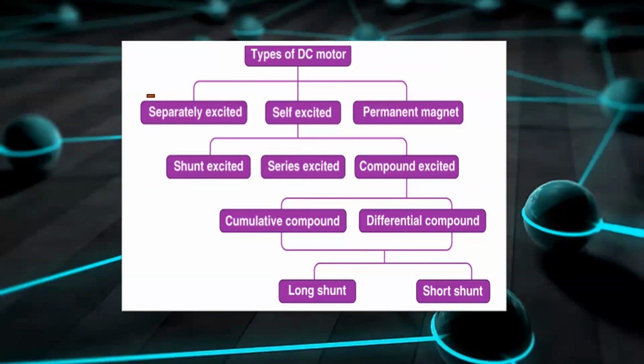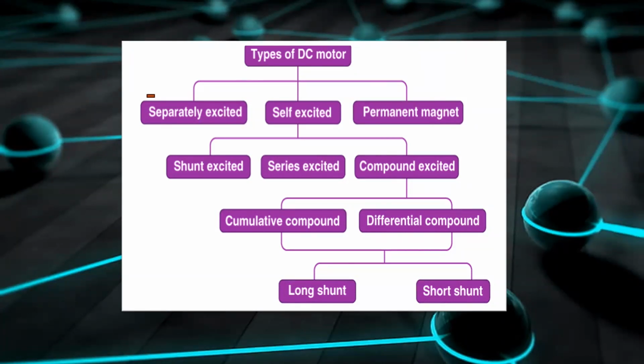My last topic is types of DC motor. Based on the type of construction and electrical connection, DC motors can be categorized into four major types. Some of them are permanent magnet DC motor, shunt motor, series motor, compound motor. This is again classified into short shunt motor, long shunt motor, differentially compound, cumulative compound.